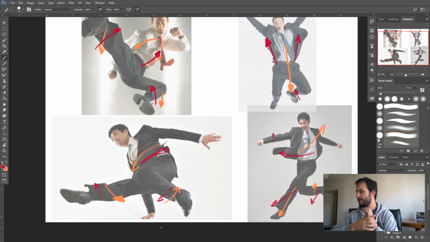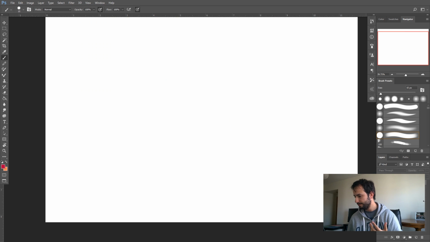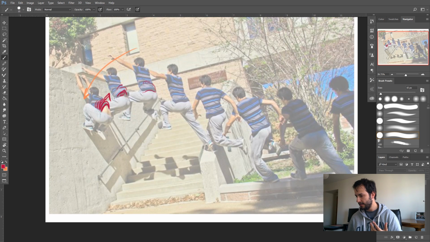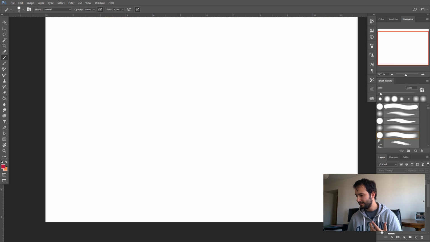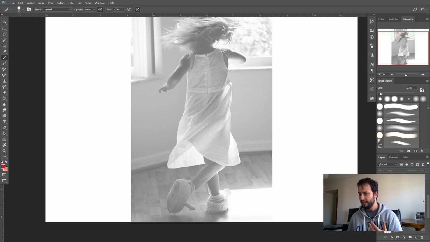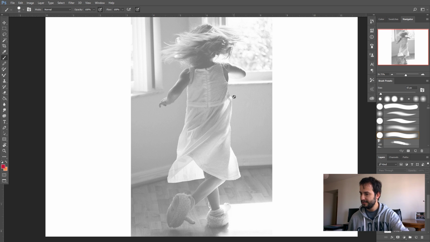That's why, if you go back to the example of the little girl, you will see that the clothes are reacting like they're taking their time to react to the movement of the girl. Something similar happens with hair, right? But now, to bring that to a drawing is a bit more complicated.